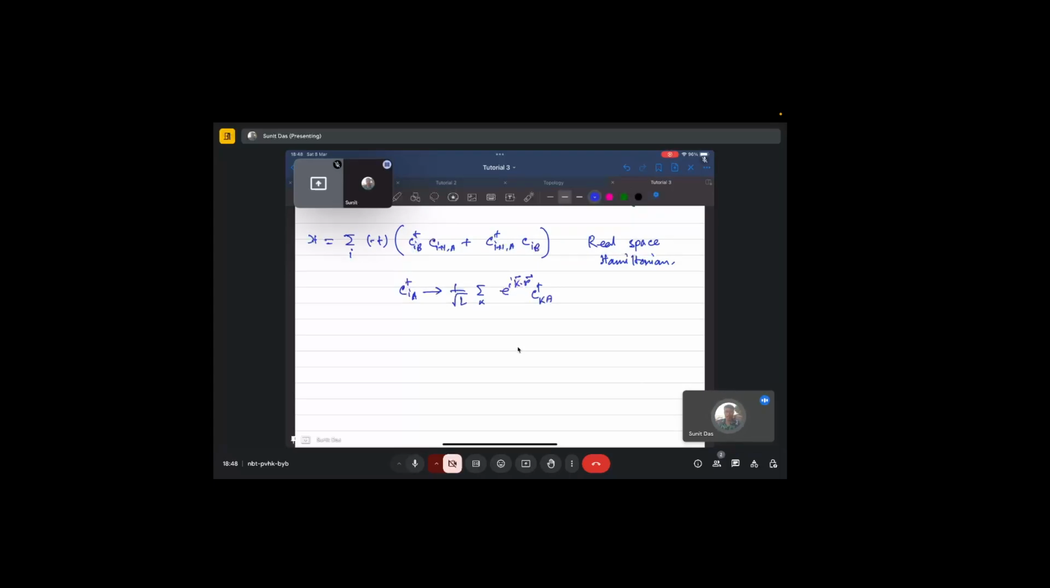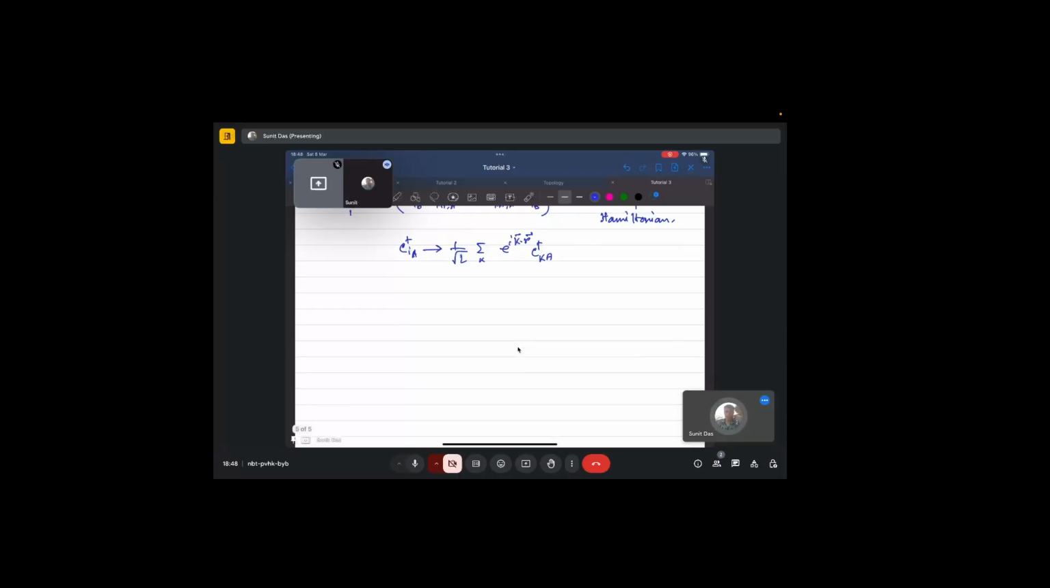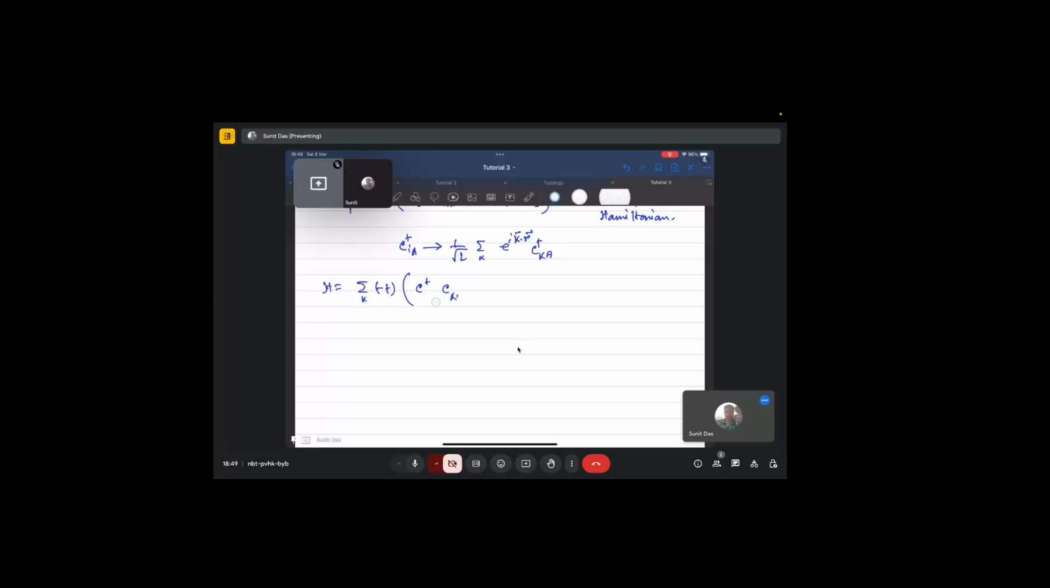Now if you do this, the momentum space Hamiltonian will look like sum over k, again minus t, similar to the previous case, C_kB dagger C_kA, with an extra e to the power minus i k, plus C_kA dagger C_kB e to the power plus i k.